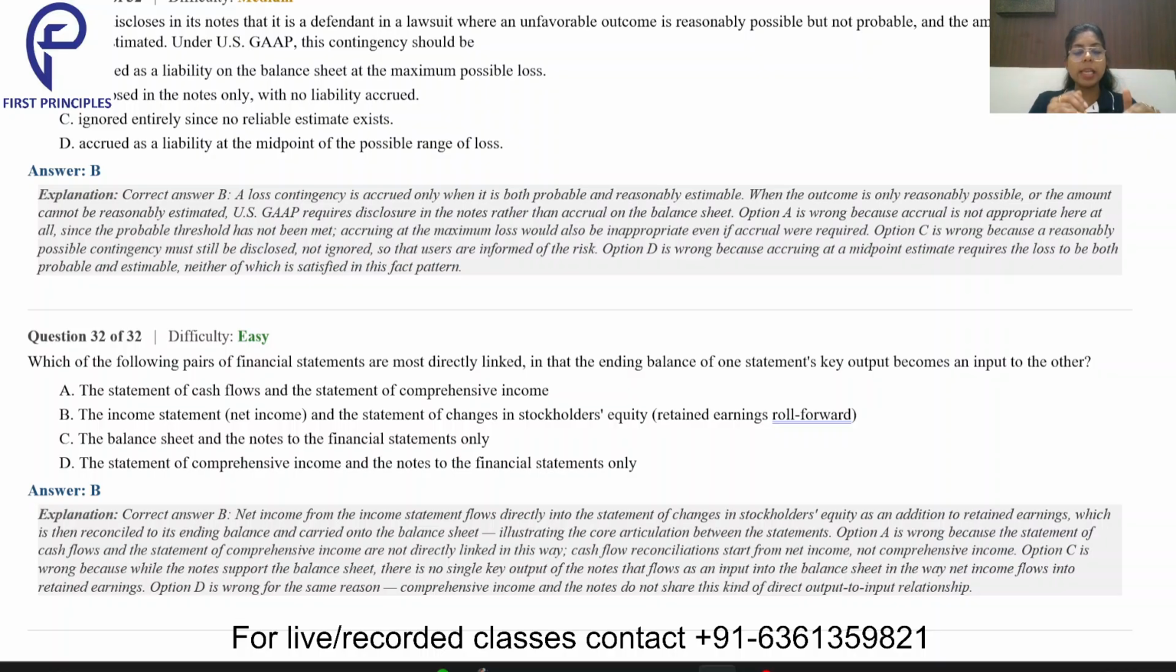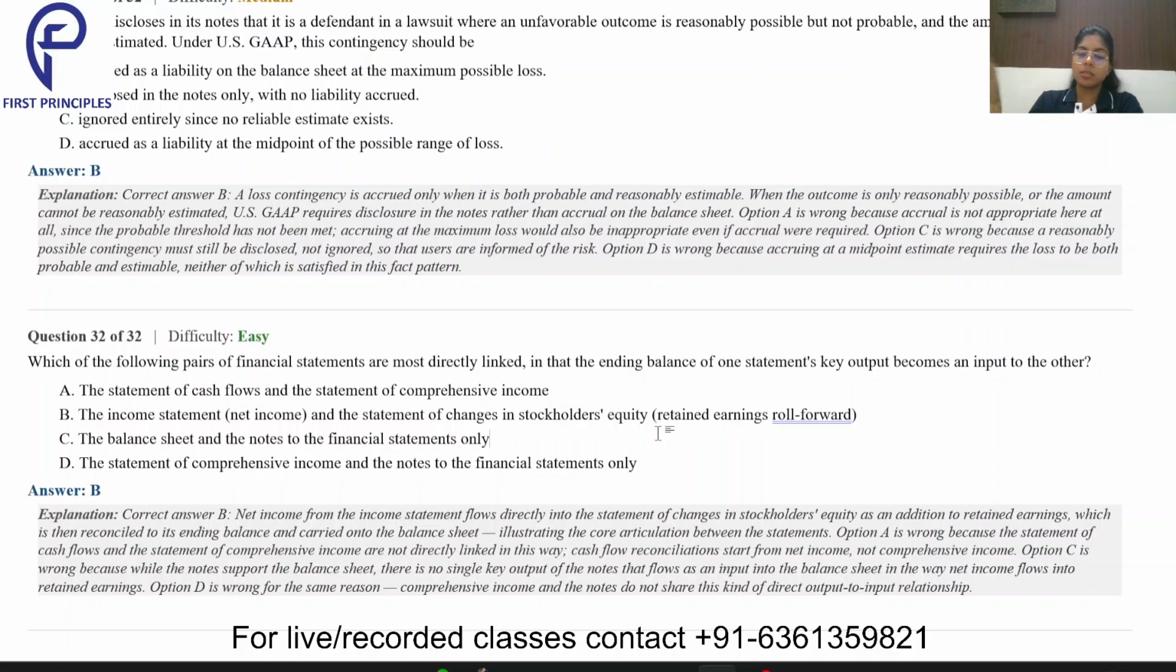Why? Because net income goes where? It is added to the retained earnings. Retained earnings is reported where? In the statement of changes in stockholders' equity, and also in the bracket it's given, net income and retained earnings roll forward. So that is why this is the correct pair. This is the correct pair because net income will flow into the retained earnings. Then let us see why options C and D are incorrect. The balance sheet and the notes to financial statements. First of all, notes to financial statements is not a separate statement. So this is anyways a useless option.